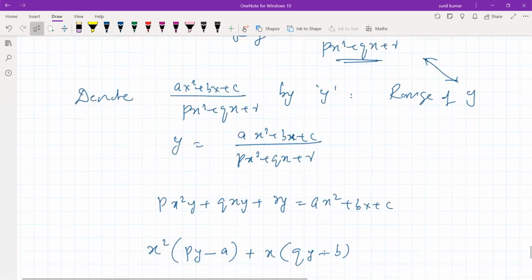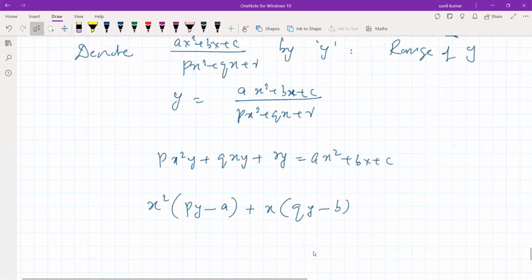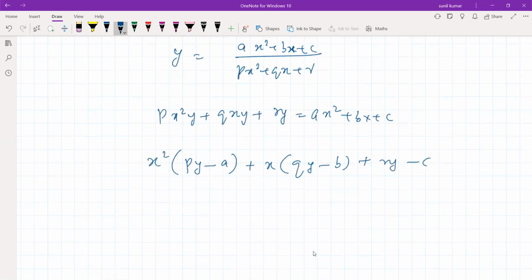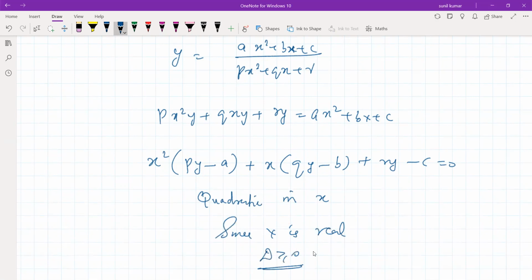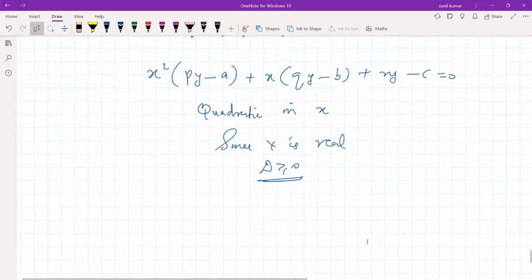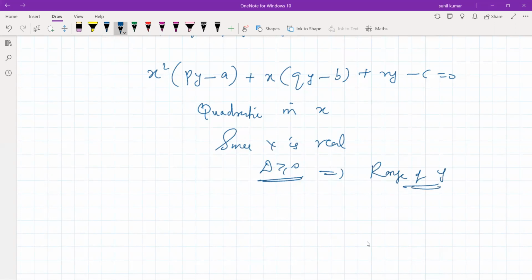So what we will do, cross multiply, you will get a quadratic like this. So this is ry minus c equals 0. This is quadratic in x. Now, since x is real, so we can say that discriminant is greater than or equal to 0. If you find out the discriminant of that expression greater than or equal to 0, it will give the range of y. So y means the given expression only.